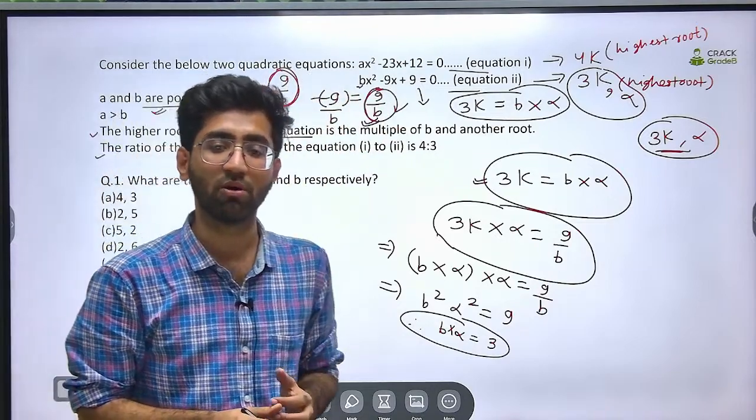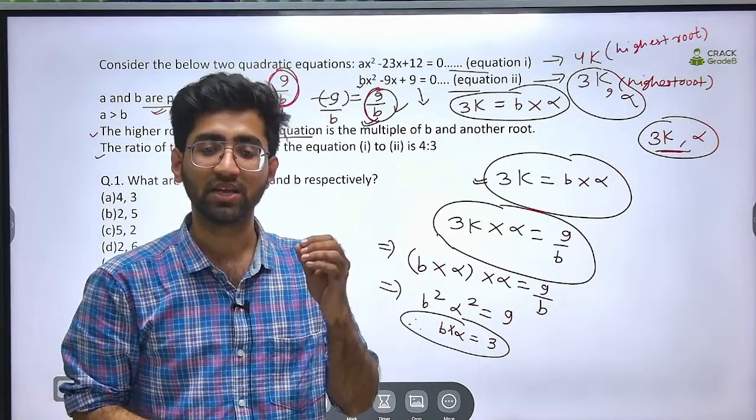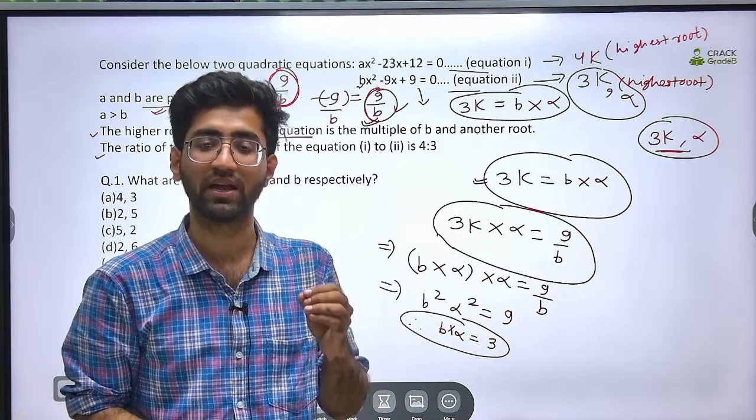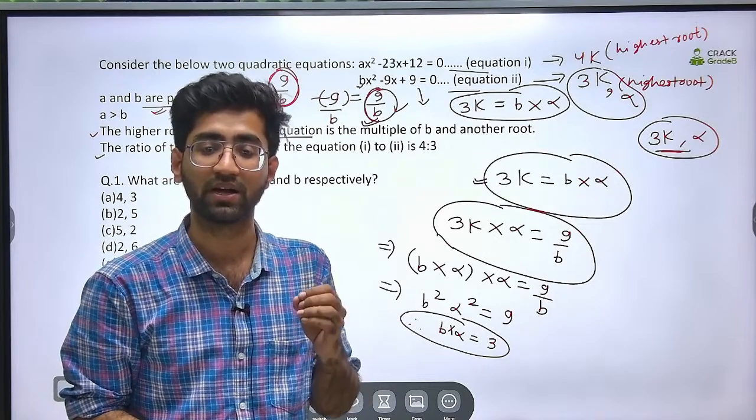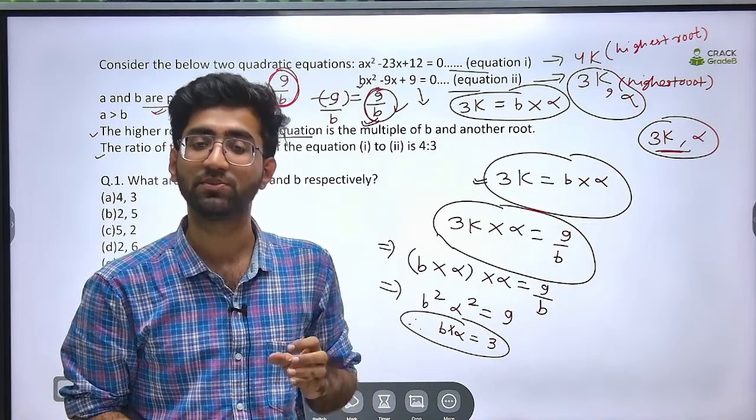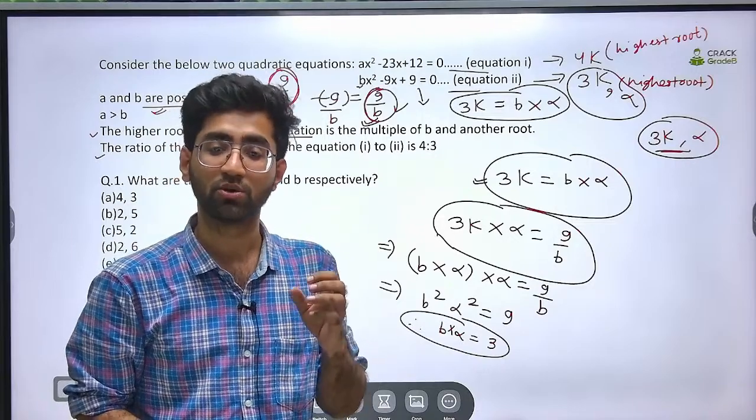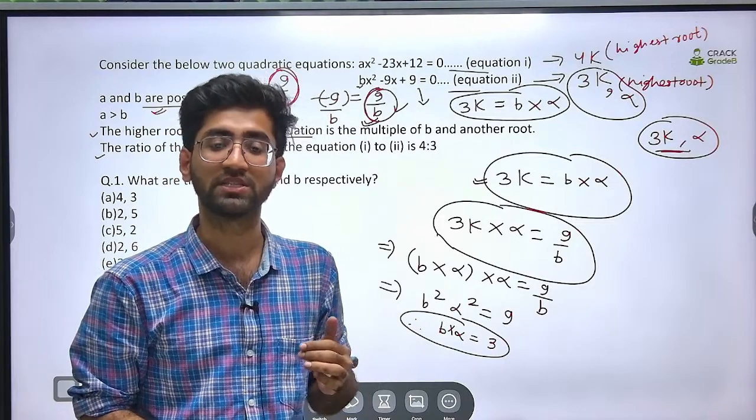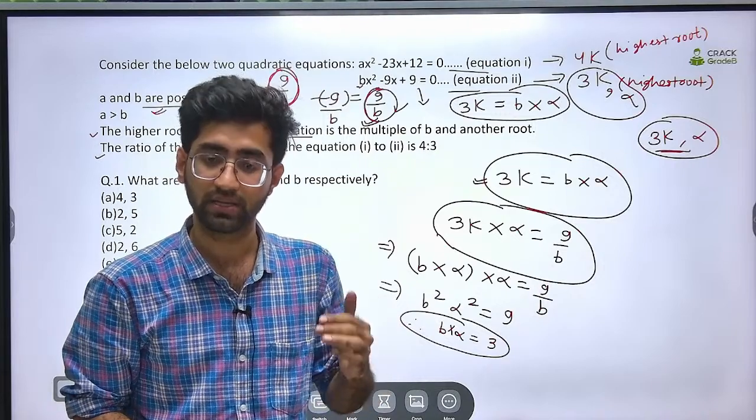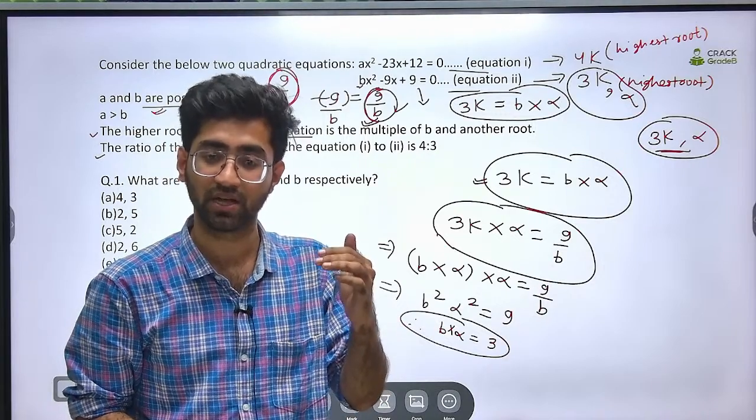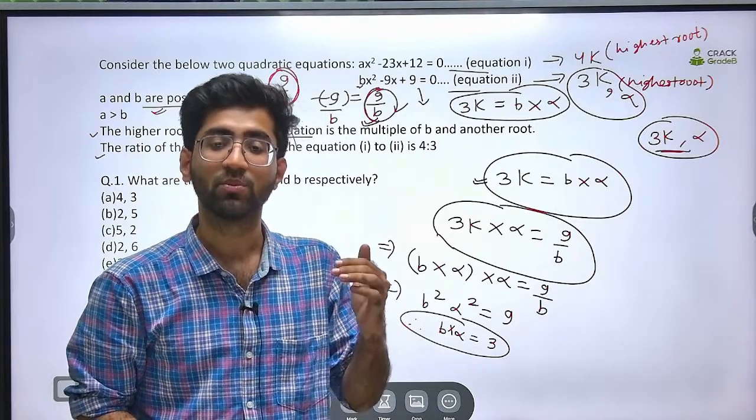Now try to recall that learning: if the sum of the roots of a quadratic equation is positive and the product of the roots of that quadratic equation is positive, what does it mean? It means that both roots of that quadratic equation are positive.